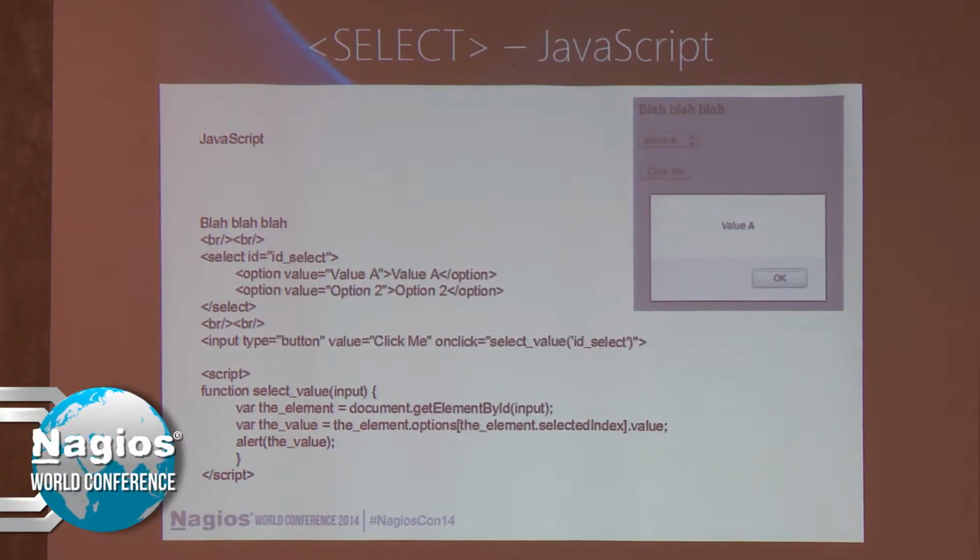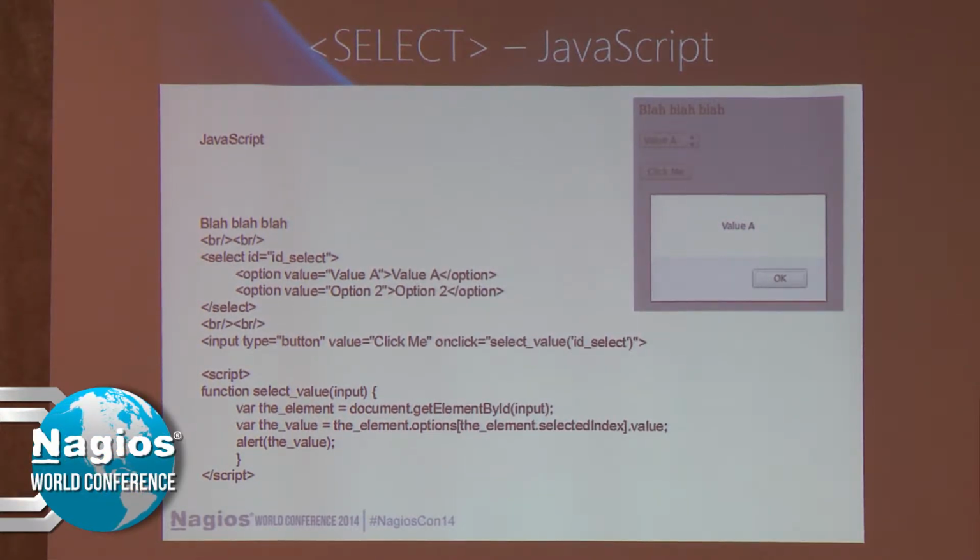Now what we're going to do is we have a web page that has a select, and when we click the "Click Me" button, it's going to present the value of what you have selected. So now we have this is our select here. The select has an ID, and it has two options with values. One option is called value A, it displays value A, and that is the value. And this one is called option 2, and that is the value.